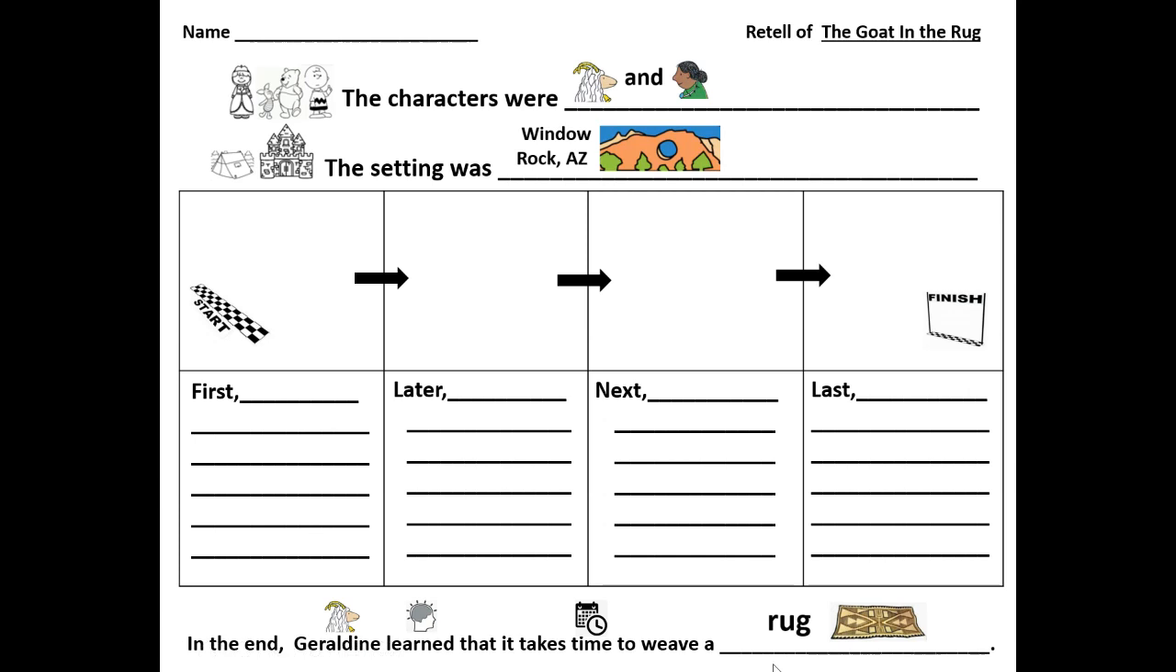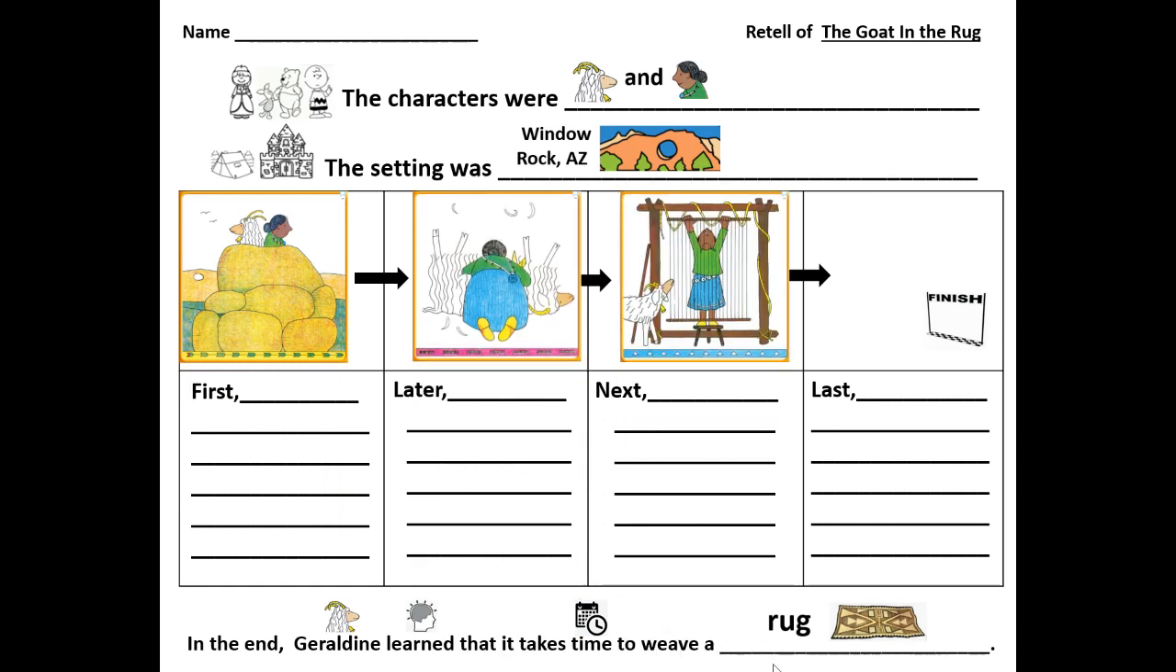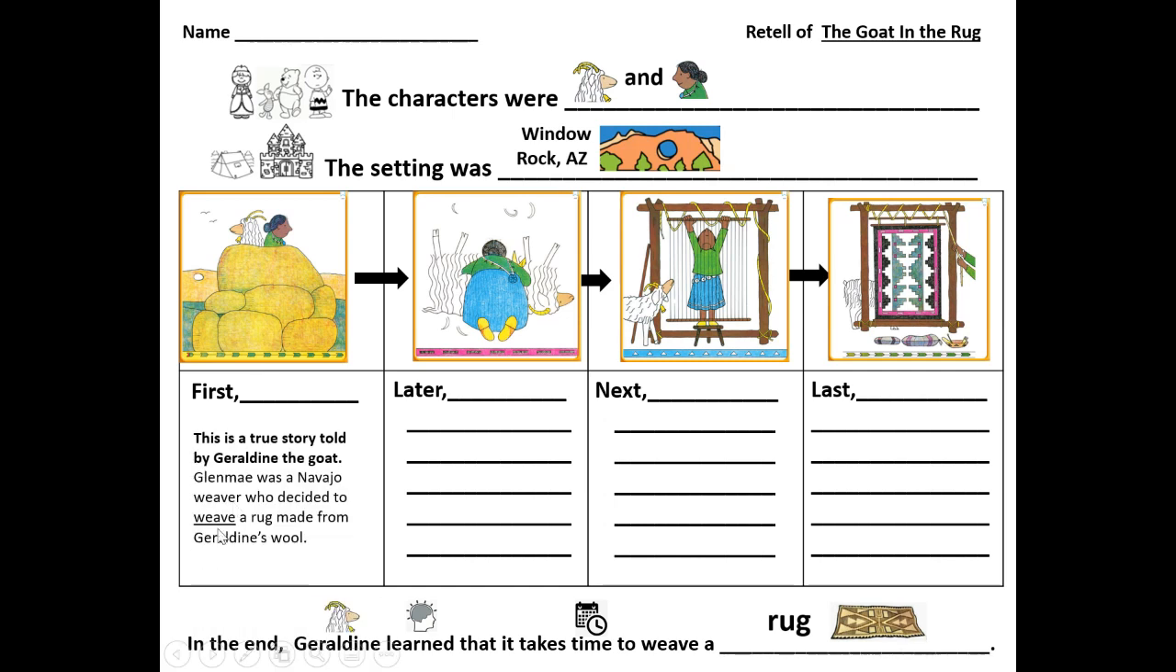So let's think about what happened first, later, next, and last. These are kind of the steps on how to weave a rug. So let's look at the first major event. Think what's happening in this picture. First, I'll read it to you.